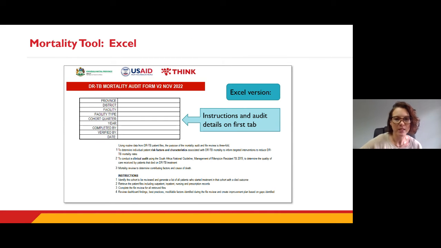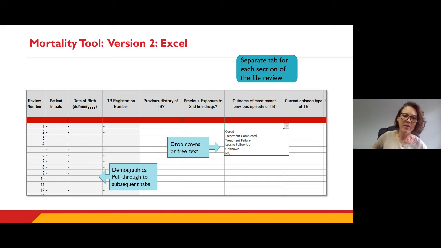As you can see, it's pretty straightforward, simple questions with tick box answers. And then when this was put into the Excel document, this started off with just a front tab with instructions and the demographics of the facility and the audit date and time and the cohort. And then there was a separate tab for each section. So the demographics of each individual whose file was being reviewed could be captured on one tab, and that would pull through to all the subsequent tabs. And then the checkbox answers from the Word tool were just put into drop downs with availability for free text comments as well.